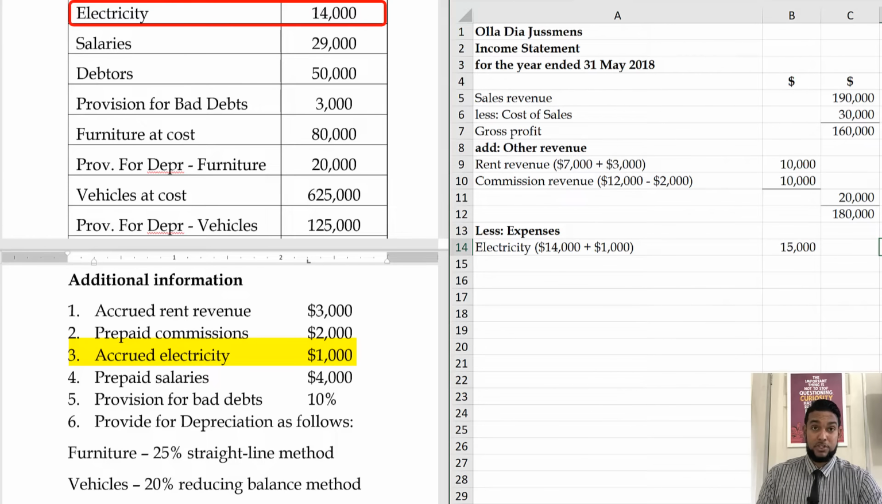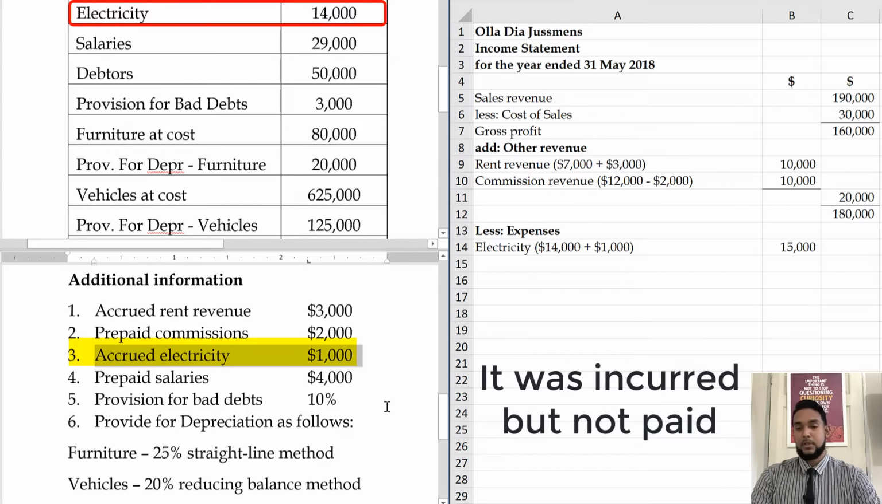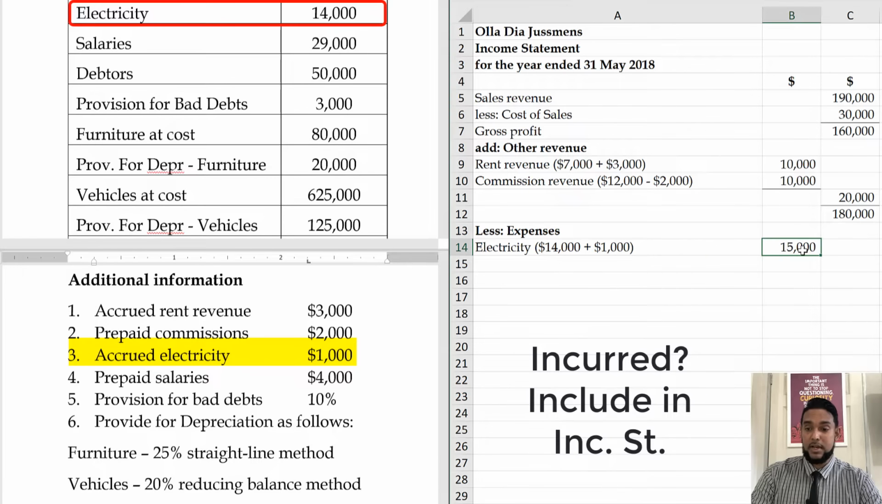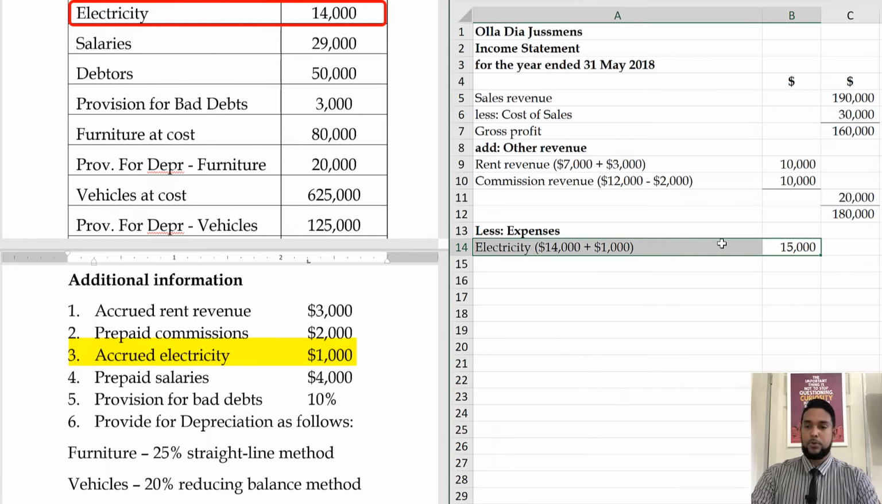Why do we add accrued portions of expenses? Once again, to calculate profit, you have to take revenue earned and subtract expenses incurred, regardless of how much you actually paid, if any at all. The information on top says that we paid out 14,000, but the information below says that we did not pay 1,000, which means that we need to put it in the income statement. It was incurred, but not paid. So regardless of if it is paid or not, it has to go here. That's why we add the accrued portions.